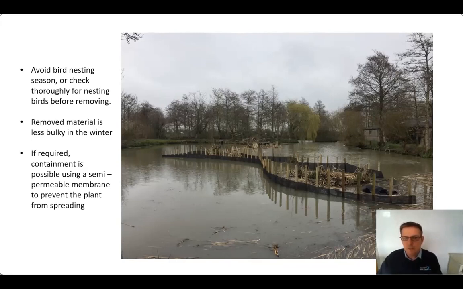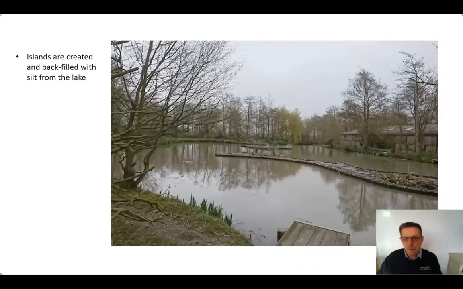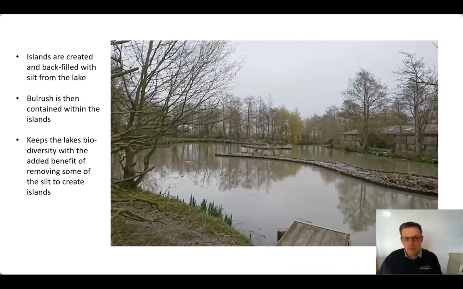Islands can be created and backfilled with silt from the lake. Bulrush is then contained within the island. This keeps the lake's biodiversity with the added benefit of removing some of the silt to create the island, so win-win. And the islands can be made to any size or shape.